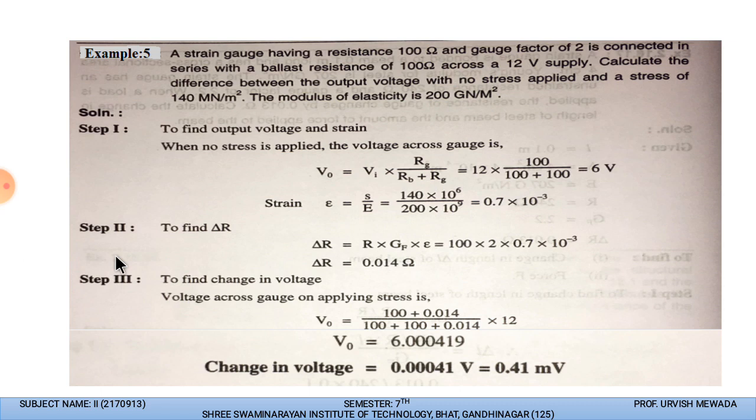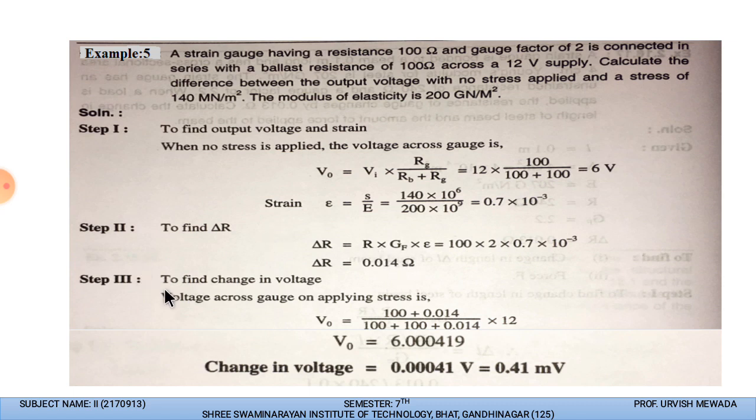Now to find out delta R, delta R is equal to R into GF into epsilon. We have the values of GF, epsilon and R, so we can find out delta R. The original resistance is 100, GF is 2, and the strain that we get from this is 0.7 into 10 raised to minus 3. So delta R is equal to 0.014 ohm.